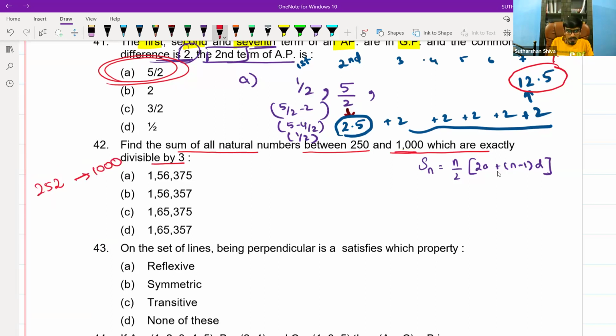Okay, till 1000 means it is 999. Only those divisible by 3, right? Up to this, what you will do is take a calculator: 252 plus 3 plus 3 plus 3 plus 3, up to 999 you will do.